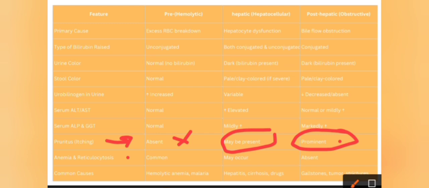So serum ALT and AST levels would be normal in case of pre-hepatic or hemolytic type, while they would be highly raised in case of hepatocellular, and in case of post-hepatic, they could be normal or mildly raised. While serum alkaline phosphatase is a marker of biliary tree injury, so it would be normal in case of pre-hepatic. It may rise slightly in case of hepatic injury if there is subsequent injury there, and in case of post-hepatic or obstructive jaundice, it would be mildly raised. So that's it about the types of jaundice.